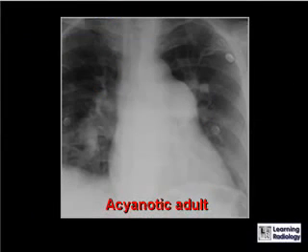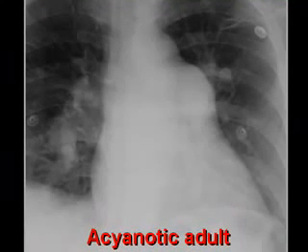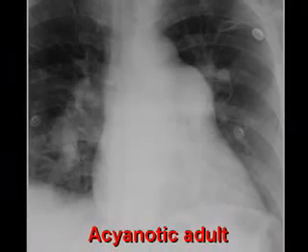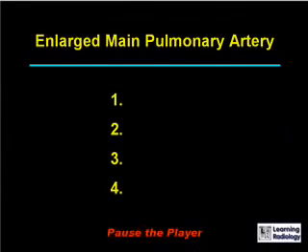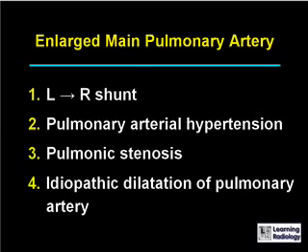This is the next differential diagnosis. Pause the player. The differential diagnosis is for an enlarged main pulmonary artery. There are 4 major causes. Pause the player. The 4 major causes of an enlarged main pulmonary artery are a left to right shunt, pulmonary arterial hypertension, pulmonic stenosis, and idiopathic dilatation of the pulmonary artery.